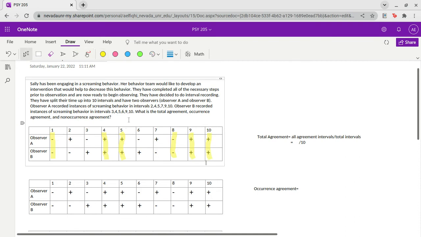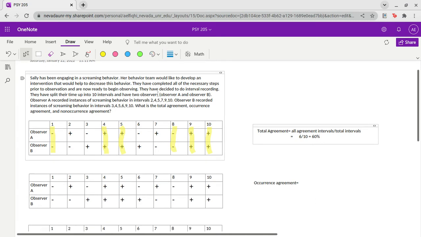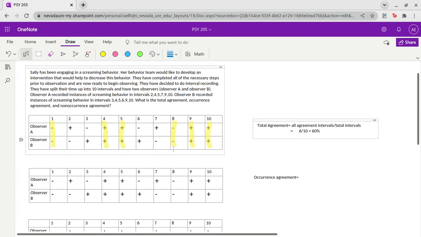So we're going to go back through and count the ones in which we have agreement. So we have 1, 2, 3, 4, 5, 6. So we have 6 intervals with agreement out of 10 total intervals, and that's going to look like 60% total agreement. I believe if something like this were to come up on a quiz or a test, Dr.